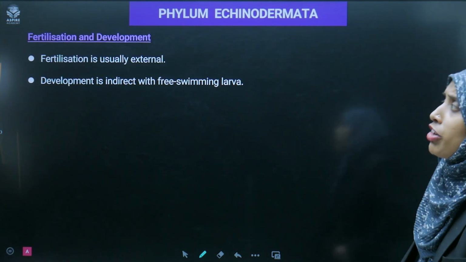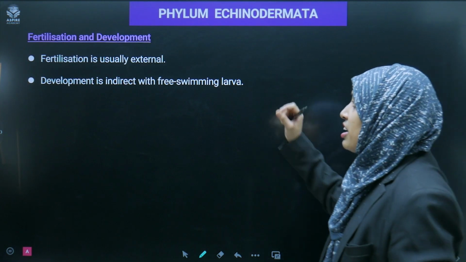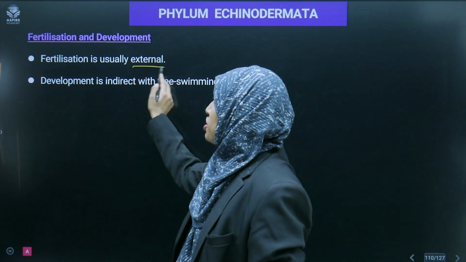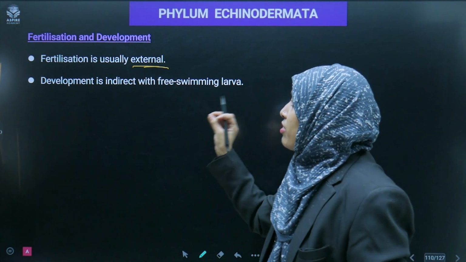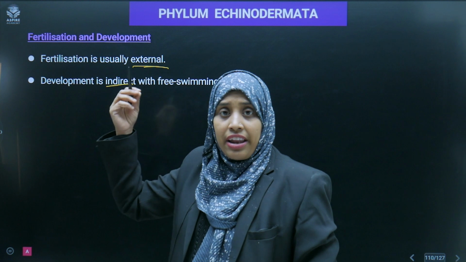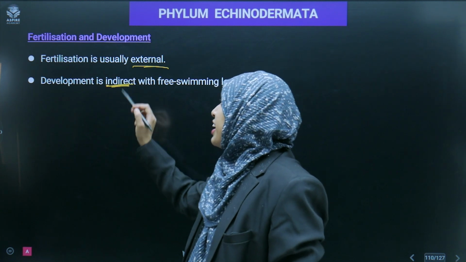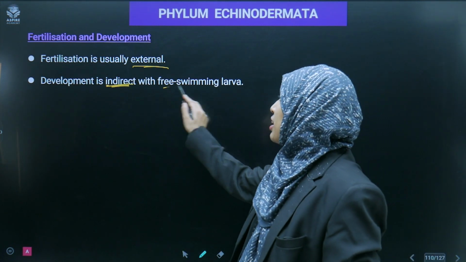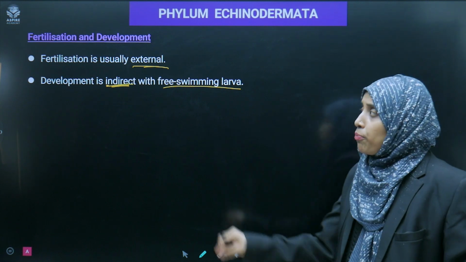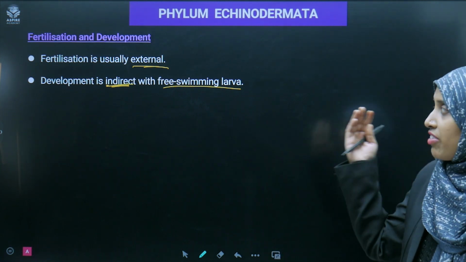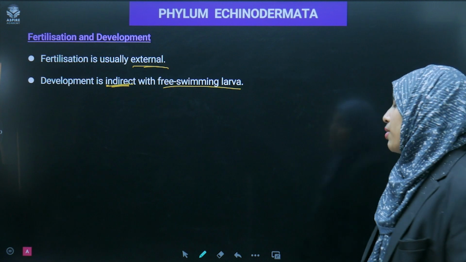Now, the fertilization and development. Fertilization is external. External fertilization takes place. Now, development is direct or indirect. Here you can see there is indirect development with a free swimming larva. So indirect development happens, and how? Through the larva, that is the free swimming larva.